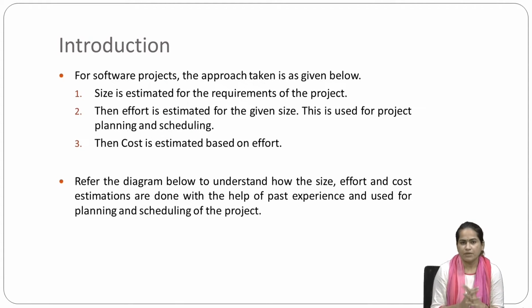So whenever we have any software project, for the measurement of software costing, we have three things. First one is size, which is decided based on the requirements. Second one is efforts. Efforts are decided based on the size. And third one is the costing. Costing will be decided based on the efforts which we have defined.